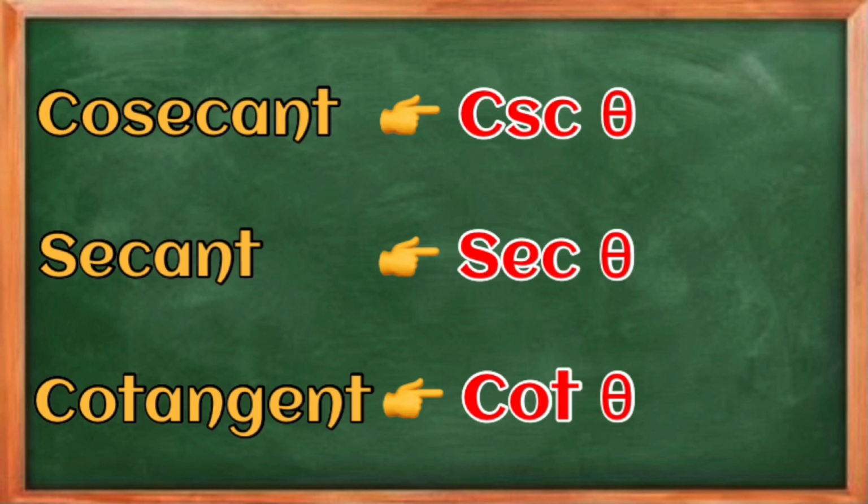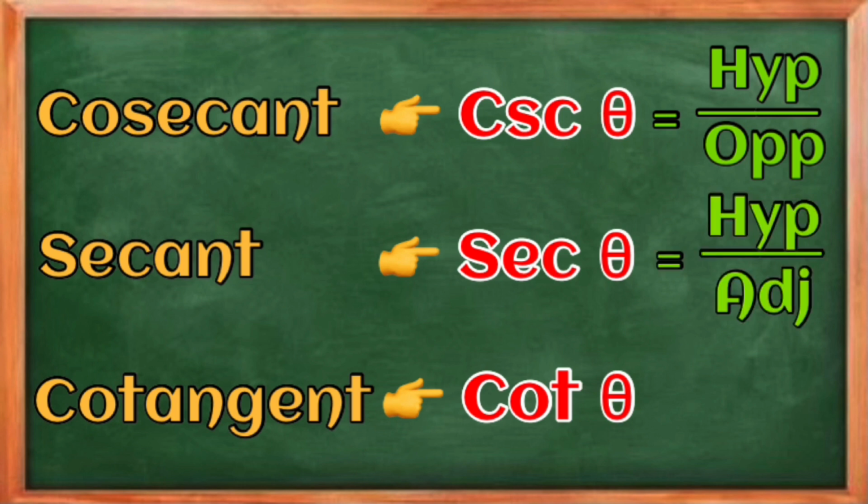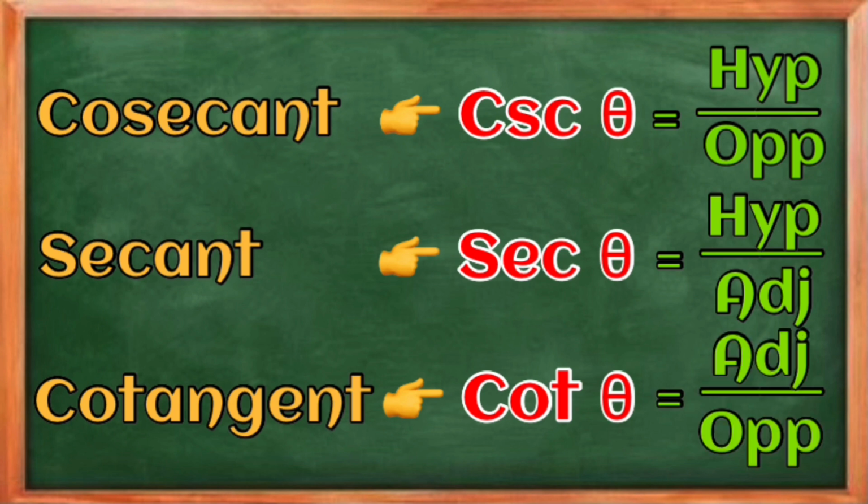Now, since the cosecant function is the reciprocal of the sine function, and sine is equal to opposite over hypotenuse, therefore cosecant theta is equal to hypotenuse over the opposite. The secant function is the reciprocal of the cosine function, and cosine is equal to adjacent over the hypotenuse, therefore secant theta is equal to hypotenuse over the adjacent. And cotangent is the reciprocal of the tangent function, so cotangent theta is equal to adjacent over the opposite.